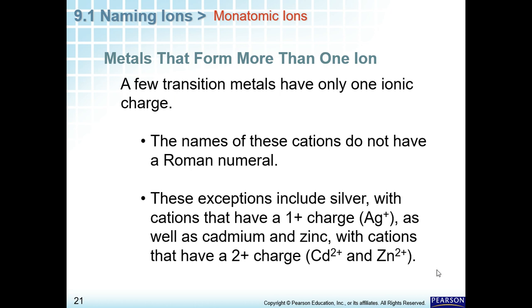Now, there are a few transition metals that have only one charge. They are not on your list. Therefore, they do not get a Roman numeral. And these charges are ones that you're going to have to memorize. And when I say memorize, just understand where you're going to find them. These charges are actually found in the top right-hand corner of the box of the element. If you get out your periodic table and find silver, you're going to see a +1 in the corner because silver is always a +1. Cadmium and zinc are always going to be a +2. And you can find that again on the periodic table in the top right-hand corner.